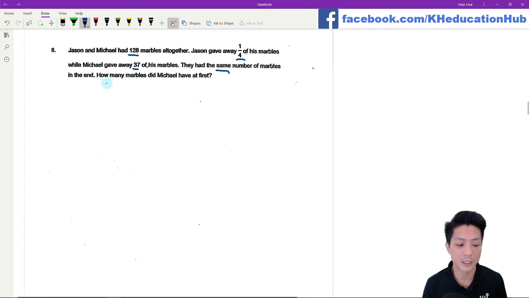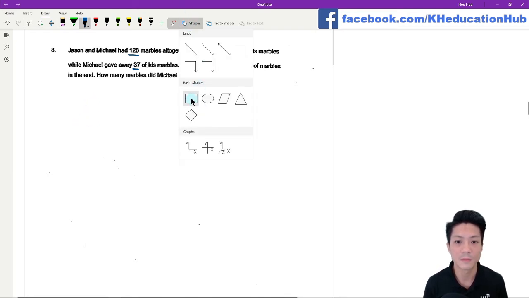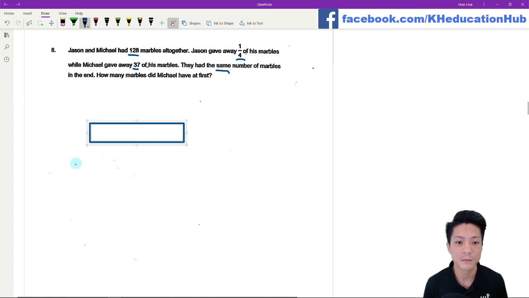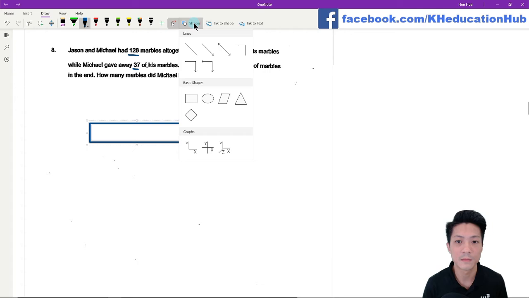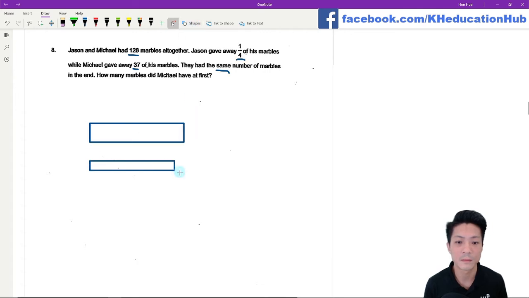Okay, so we're gonna start off by drawing. They had the same marbles in the end. That's going to be Jason and Michael. If you understand the question, Jason gave away a quarter of his marbles, right? That means he's left with 3/4, which means that if I cut this into 3 blocks, this is what's left. Since they have the same amount, I can also cut this into 3 blocks.